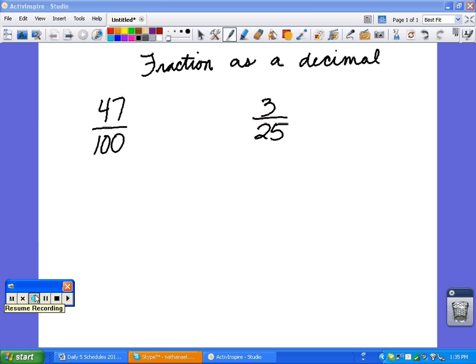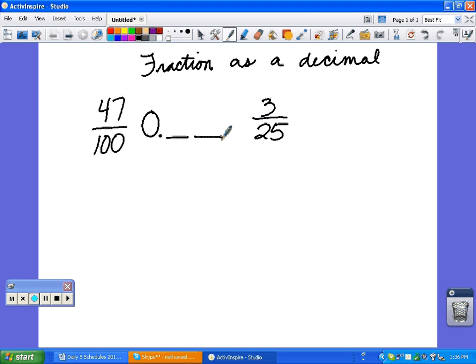The next section on the test is writing fractions as decimals. If we start with this one, you say 47 hundredths. Well, if we think about our place value, we know there's no whole number and then a decimal point. The hundredths place is 2 digits after the decimal, so 47 hundredths would look like that.